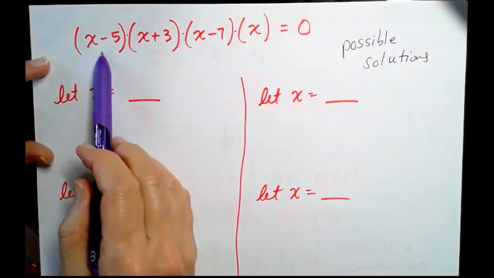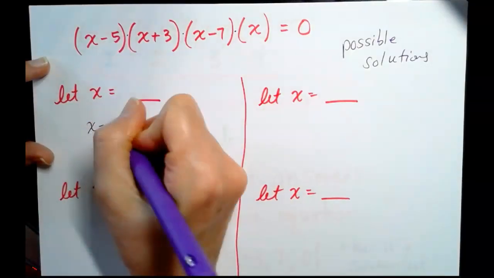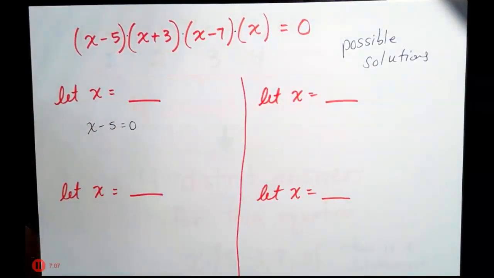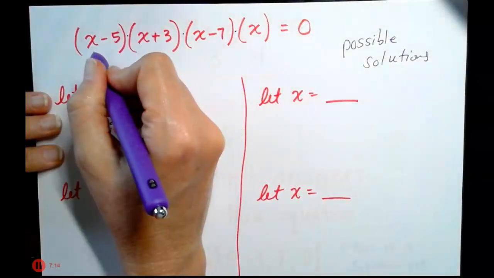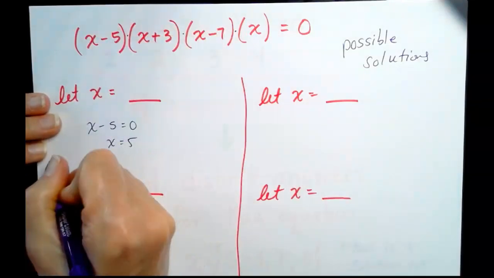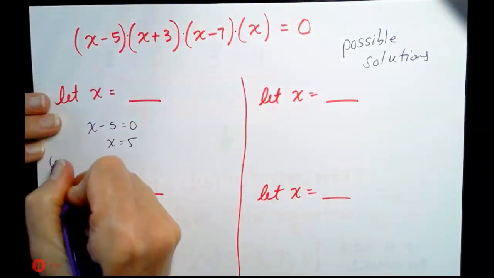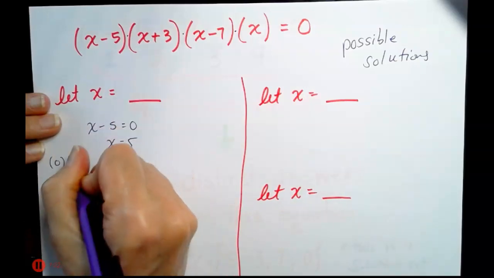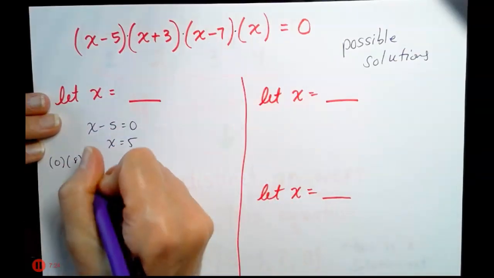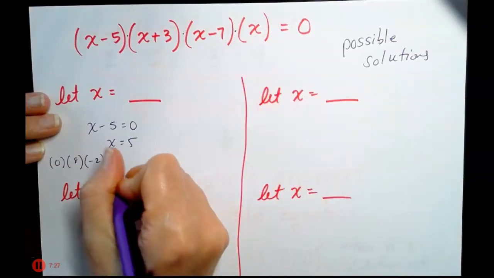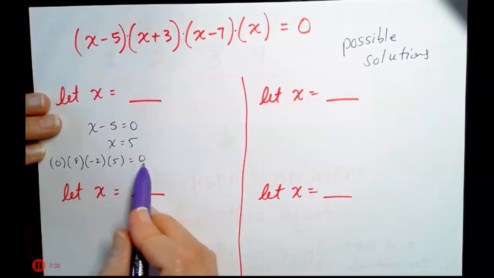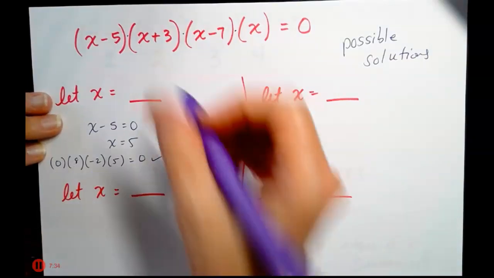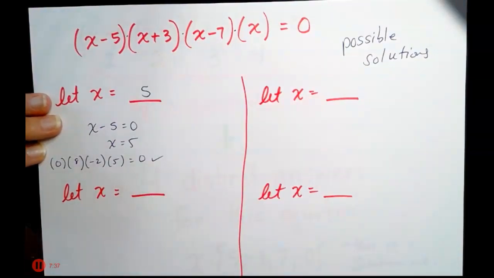So let's take the first factor. The first factor is x minus 5. If we set x minus 5 equal to 0, we saw that in our little warm-up, then x equals 5. So if we put in a 5 there, and I'll plug it in right here. So 5 minus 5 is 0. 5 plus 3 is 8. 5 minus 7 is -2, and then x is 5. 0 times 8 times -2 times 5 is 0. Yes, it checks. So x could be 5.